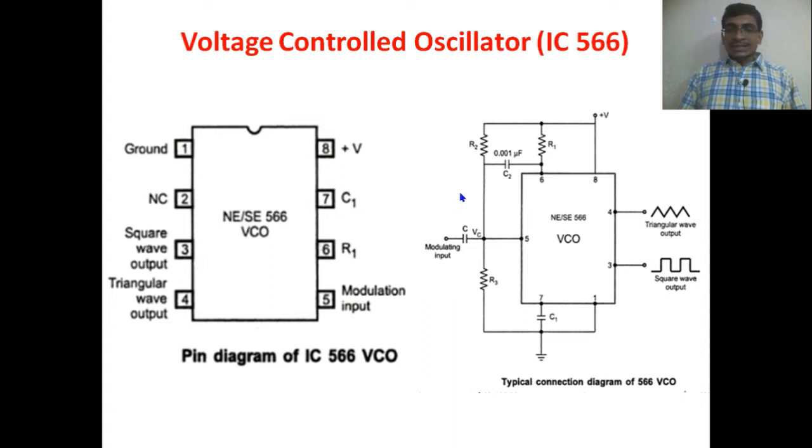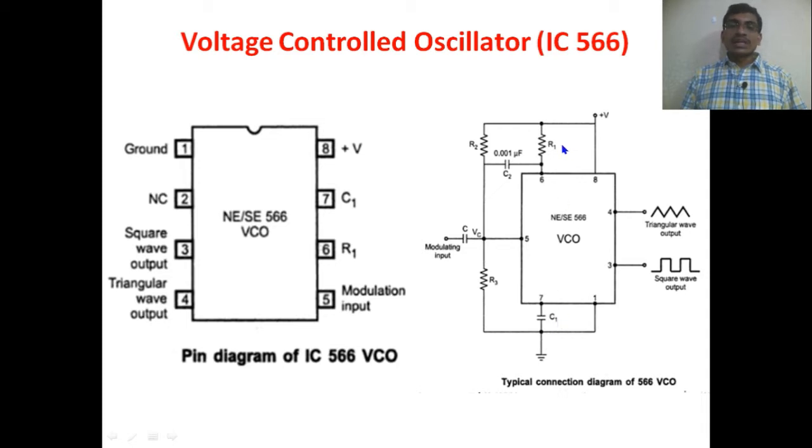So let us see the typical connection diagram of the 566 VCO. We have to connect a resistor R1 between VCC and the 6th pin, and from VCC to pin number 5 we connect R2. In between R2 and R1 we use a 0.001 microfarad capacitor, and between pin number 5 and ground we use the R3 resistor. From pin number 7 to ground we use one capacitor C1.